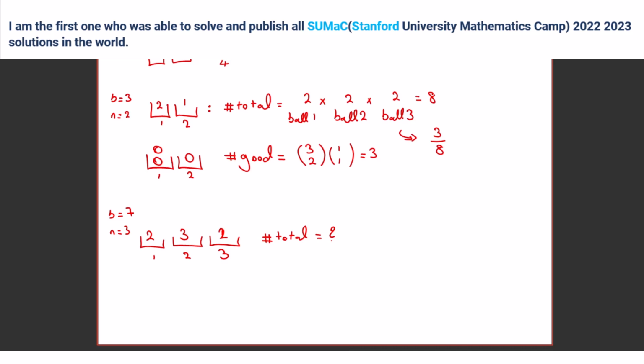Is it 3 to the 7 then? Wait, no. Yes, yes, 3 to the 7. Total number of cases, 3 to the 7. And number of good cases will be what?